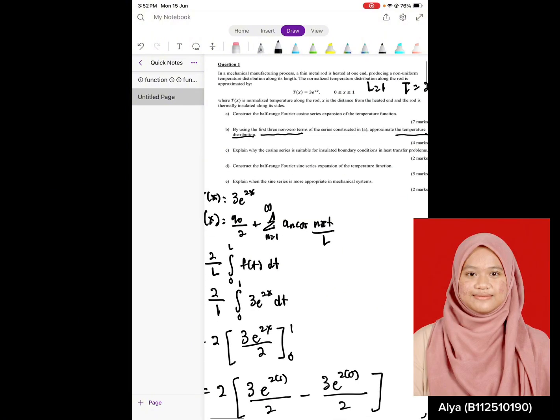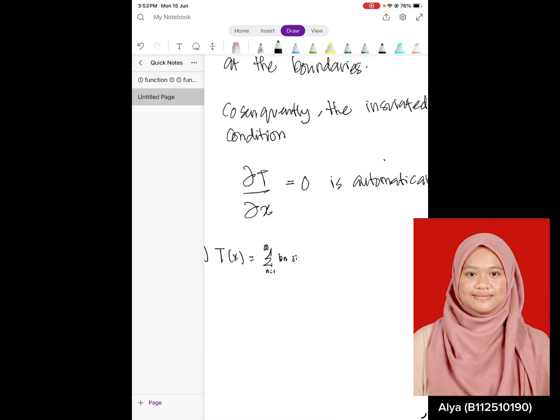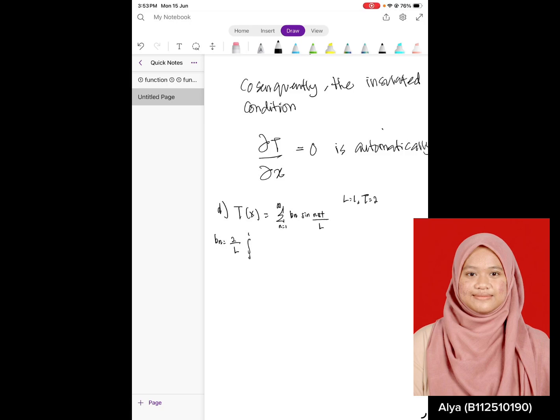Question D. Construct the half-range Fourier sine series, with sine n pi x over L, integrated from 0 to L.